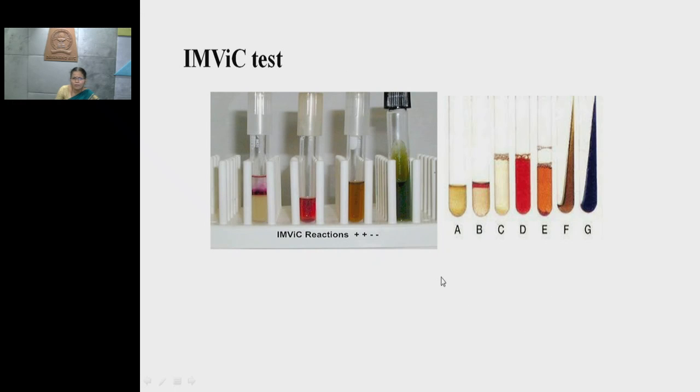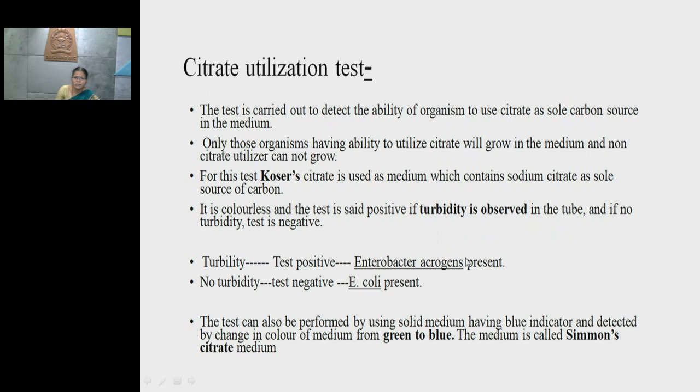This is the photograph of all 4 tests like Indole test, methyl red test, citrate utilization test and the Voges-Proskauer test. So this is the citrate utilization test. So these are the 4 tests shown in this photograph. The 4th test in this IMViC test, that is the citrate utilization test.